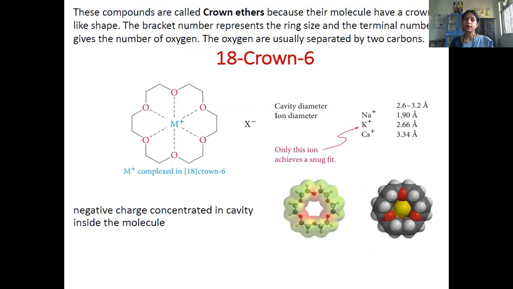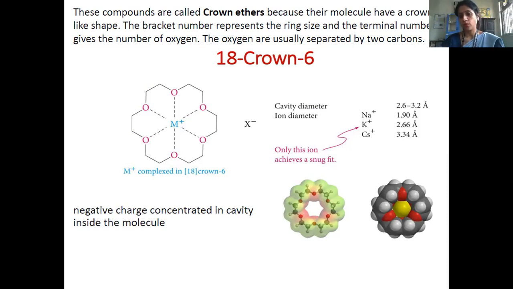Like I told before, they are called crown because their molecule has a crown-like shape. The bracket number represents the ring size, and the terminal number gives the number of oxygen atoms. Usually two oxygen atoms are separated by a CH2CH2 group, or 2 carbon atoms. Here the structure of 18-crown-6 is given. You see that an M plus kind of ion gets trapped in it and forms bonds with the oxygen atoms.